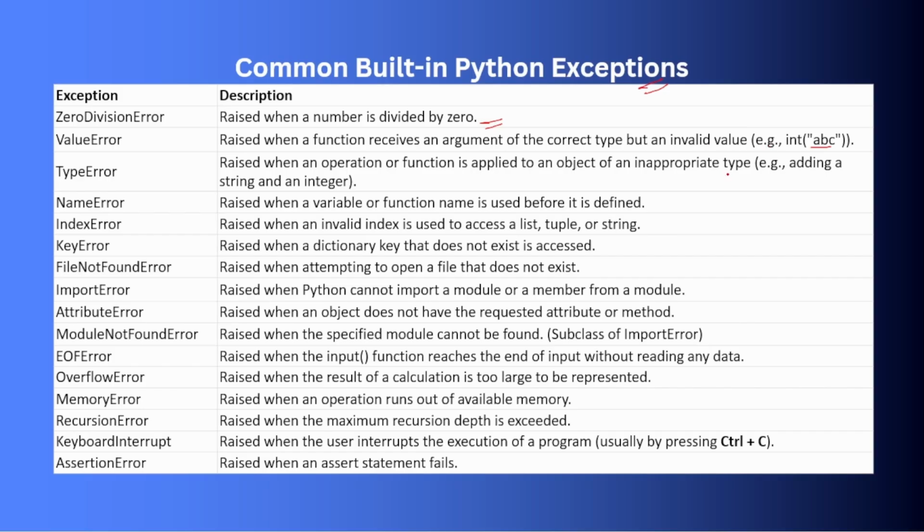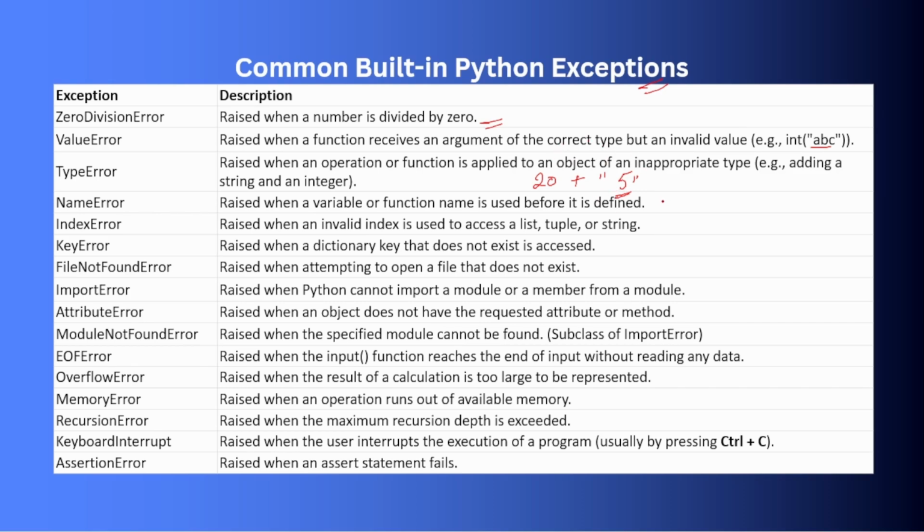TypeError: raised when an operation or function is applied to an object of inappropriate type. Example, adding a string and an integer. So let's say if I try to add "20" with 5. Since this is of type string and this is of type int, they cannot be added together. So this will raise TypeError.